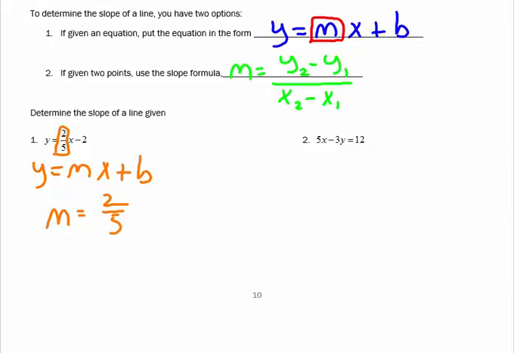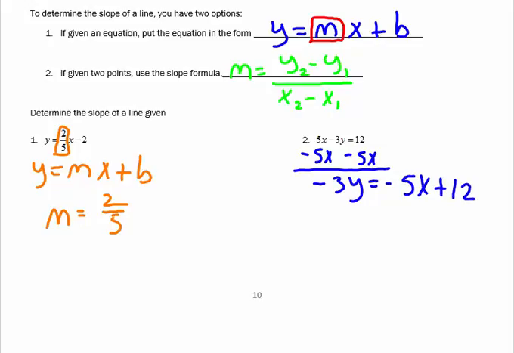On the second problem, we're given an equation, so we're still going to use option 1. However, it's not in the right form. Our form has to be slope-intercept, so it has to be in y equals. So we'll have to subtract 5x on both sides first. That gives us a negative 3y equaling negative 5x plus 12. We need to get y by itself, so we'll divide by negative 3 on every term. Every term gets divided by negative 3.